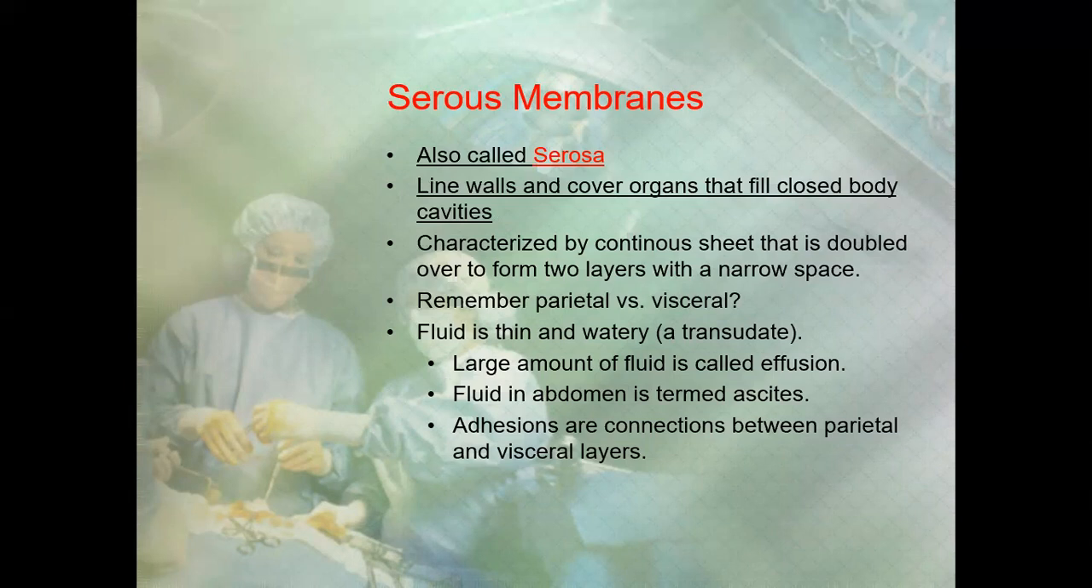But a large amount of accumulated fluid in the chest is called effusion. So if it's originating from the pleura, pleural effusion. If you've ever seen literally any medical show ever on TV, you've heard, oh my God, he's got pleural effusion. We need to place a chest tube, stat. A large amount of fluid in the abdomen is called ascites.